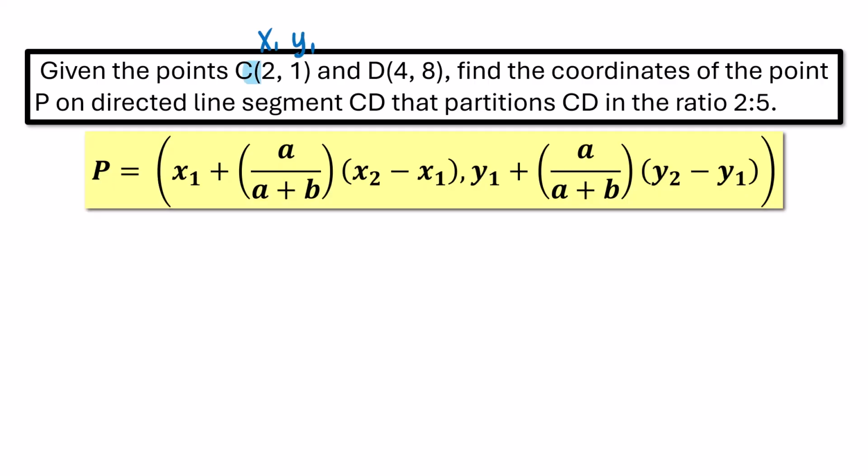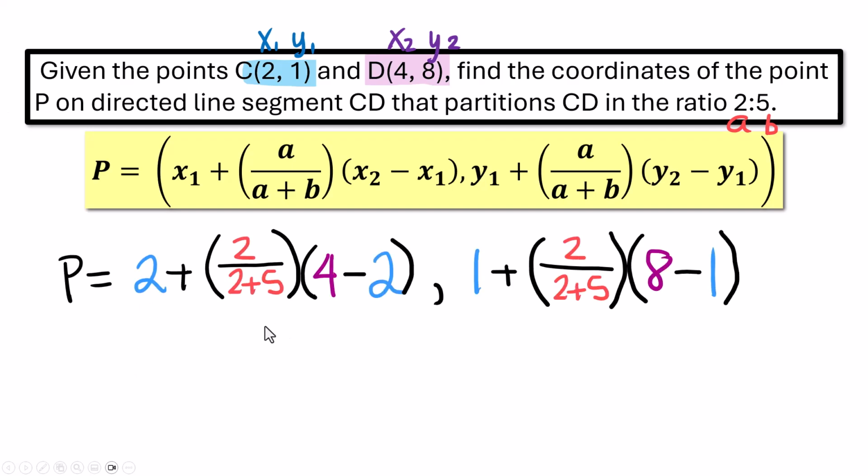So we're going to do some color coding here. X1, Y1 is going to be the first point. And the X2, Y2 will be the second point. That'll be purple. The a and the b are the ratio, a to b. Let's fill in some numbers here. P equals, all this stuff is filled in. I just did it all at one spot. I also left off the outside parentheses because, for real, there's enough parentheses here.